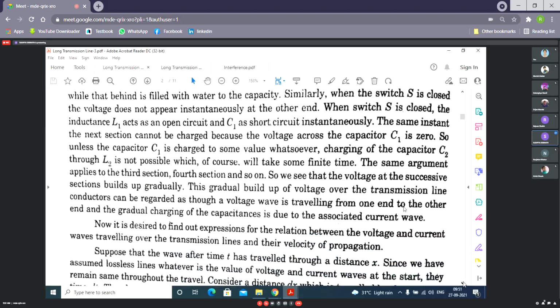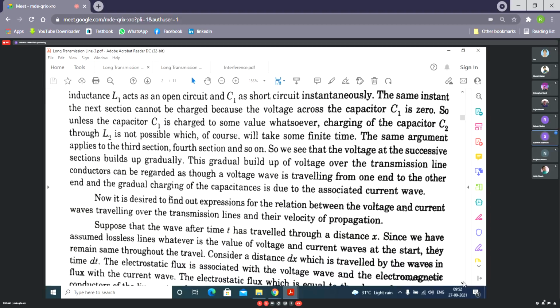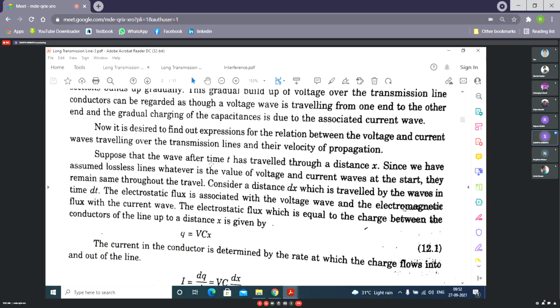So we will find the velocity of the traveling wave. That means the distance traveled by the traveling wave in 1 second. For that, suppose that the wave after time t has traveled through a distance x. Since we have assumed lossless lines, whatever the values of voltage and current waves at the start, they remain the same throughout the travel. Consider a distance dx which is traveled by the waves in time dt.